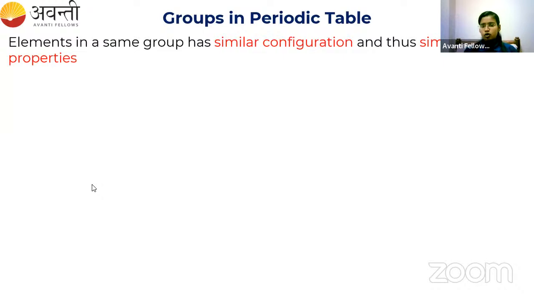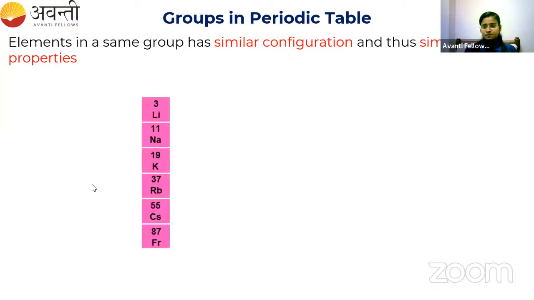Elements in the same group have similar configuration and thus similar properties. So if two elements or a set of elements have the same configuration, then their properties will also be the same, the physical property and the chemical property. Suppose I take group number 1, these are the group number 1 elements, the first vertical column.